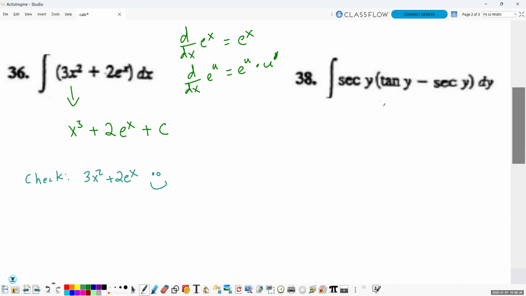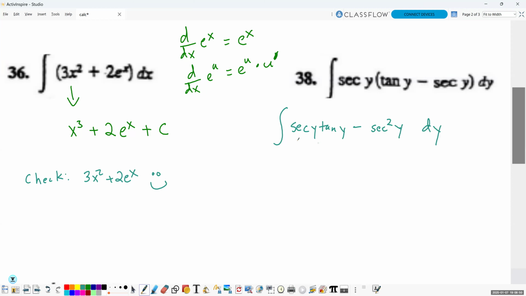Number 38, we want to distribute because nobody wants to deal with this product. You don't know how to take the integral of a product yet. We'll get there, but we're not there yet. So the first thing we're going to do is distribute, and we're going to have the integral of secant y tangent y minus secant squared y dy.